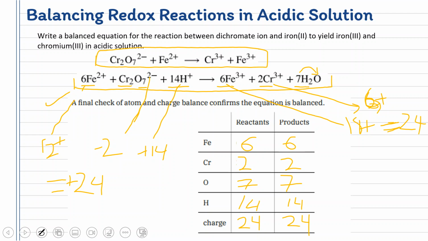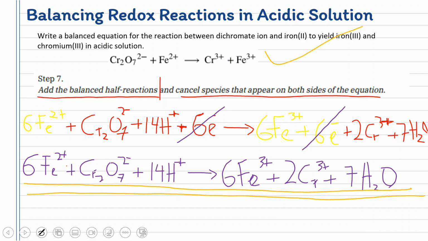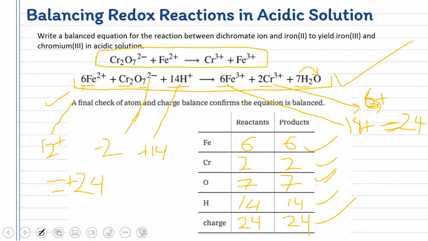So as you can see, this is equal, this is equal, this is equal, this is equal, and it's equal. So finally, we were able to balance the equation. That's our final equation. So this is the balanced equation, and it's the same as what we had here. This was our question. This is our balanced equation. And that was the check.